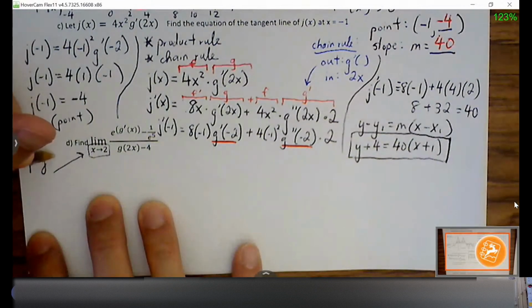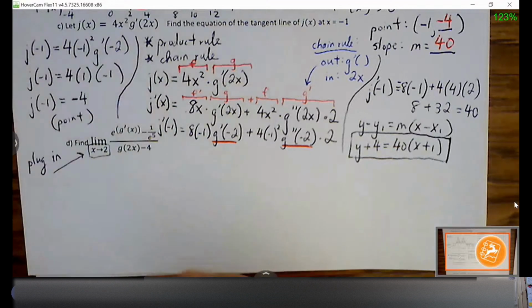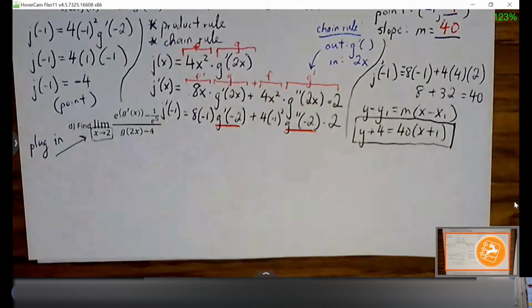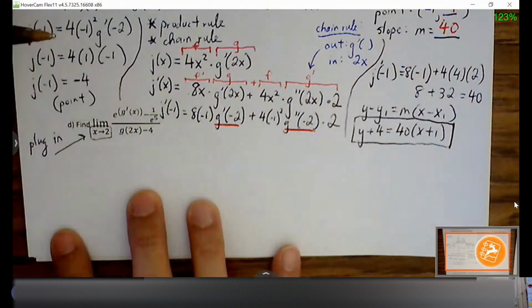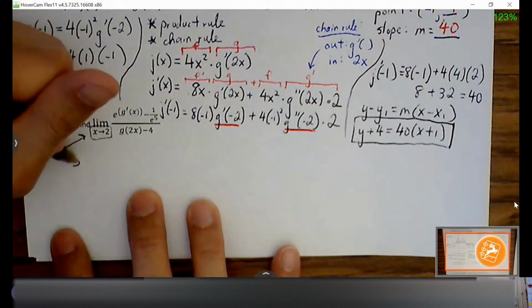We need to gather some information. We don't know if it's a real number. We don't know if there's a hole, if there's an asymptote. We just don't know, right? So we're going to find out. Right, so replace every x we see with 2.